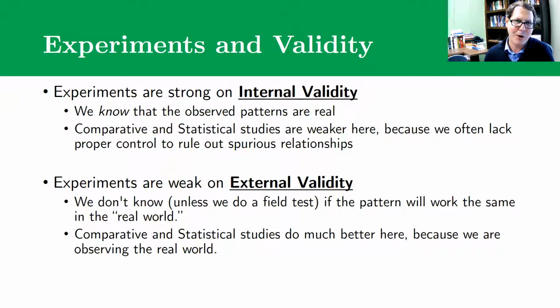However, experiments are oftentimes, not always, but oftentimes, very weak when it comes to external validity. I've identified this relationship, but do I know that it actually works out in the real world? Because I've identified it in a fairly artificial situation, where I've assigned people to treatment groups and control groups, and I'm monitoring and measuring them regularly in an artificial laboratory setting. It doesn't look like how people live their lives normally. And so do I really know if this is something that will play out?